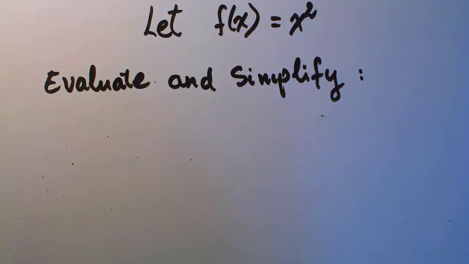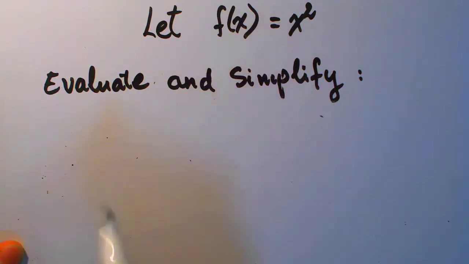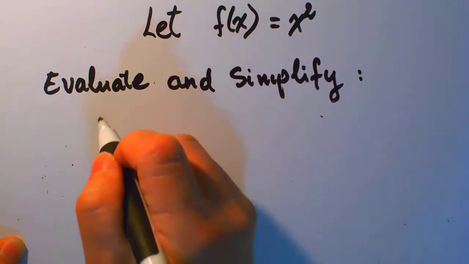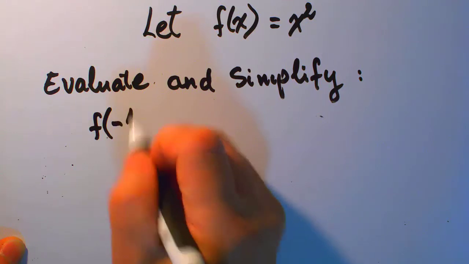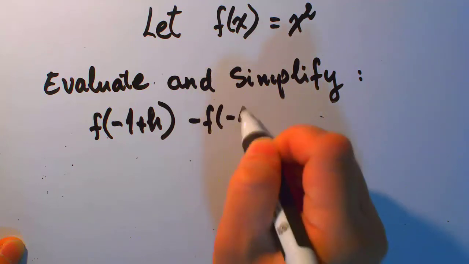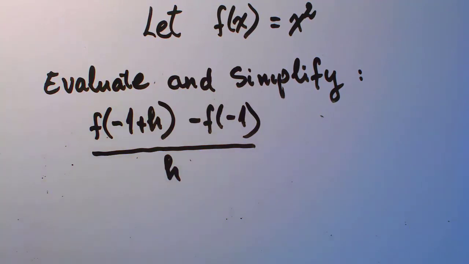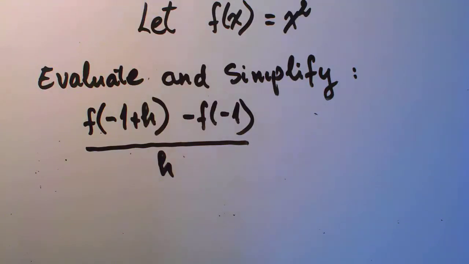And now, as another practice on the same function, I am going to ask the same thing. Evaluate and simplify this next setup right here. How about f of negative 1 plus h minus f of negative 1 over h. And so in this problem right here, we can repeat similar steps, and hopefully you can start doing your own independent work with me as I'm going through the steps.